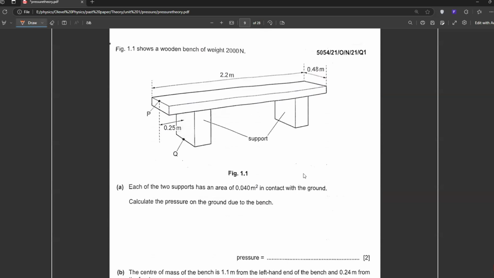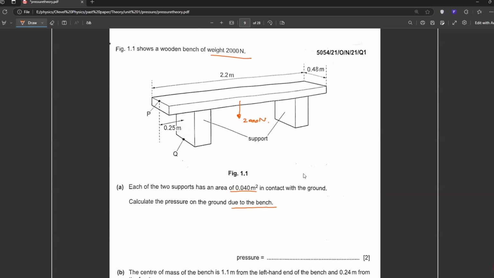Figure 1.1 shows a wooden bench of weight 2000 Newton. So this is a wooden bench of 2000 Newton. The weight is maybe acting somewhere here. This is your 2000 Newton. Each of the two supports has an area of 0.04 meter square in contact with the ground. Calculate the pressure on the ground due to the bench.